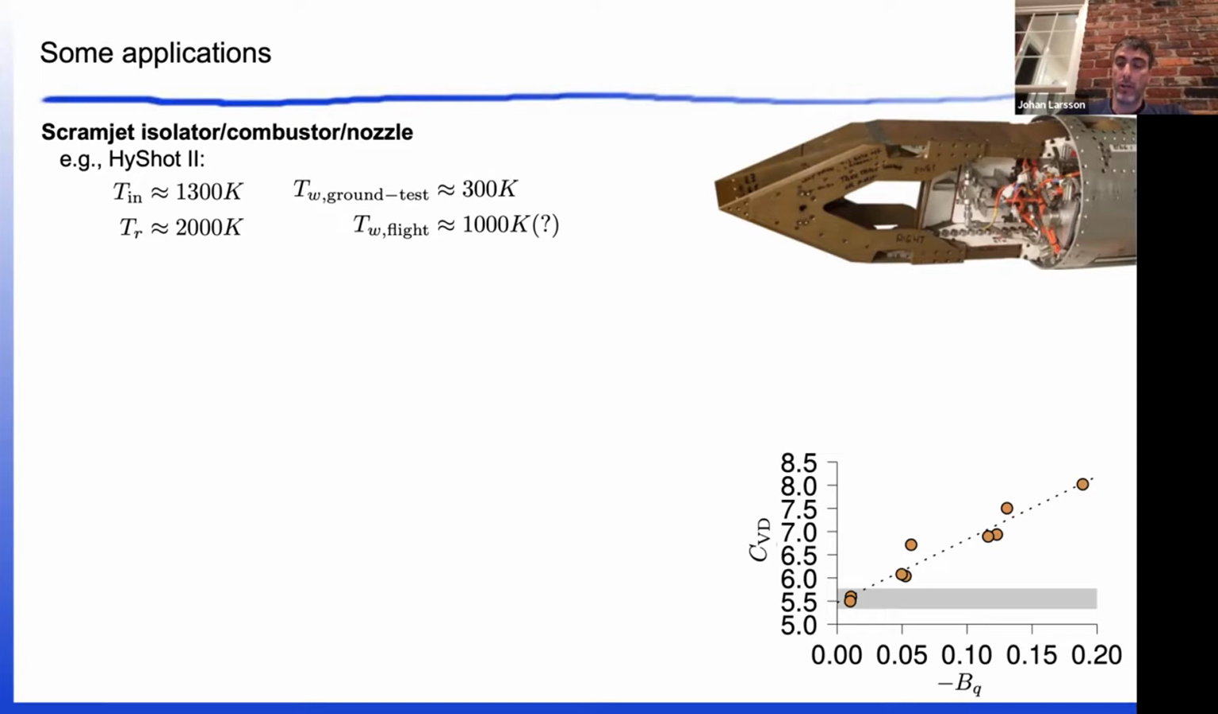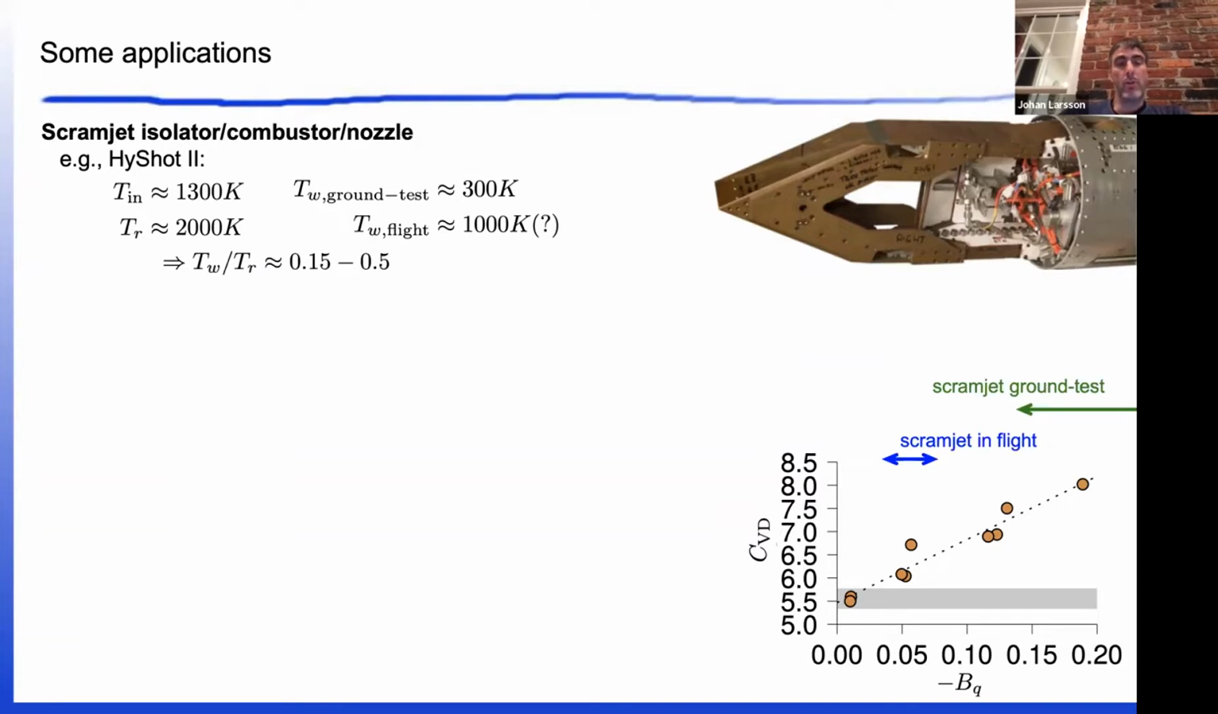So if I just told you that the type of intercept errors that we look at scale roughly like the bottom right figure, in a typical scramjet, so the HIFiRE 2 is another Australian thing, of course. If I just use enormous hand waving to estimate the recovery temperature and the wall temperatures, I get that a typical scramjet would have a wall to recovery temperature ratio of maybe 0.15 in a ground test, in a short duration ground test, in a shock tunnel or something, and maybe 0.5 in flight.